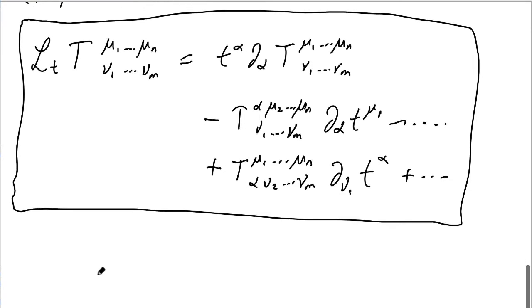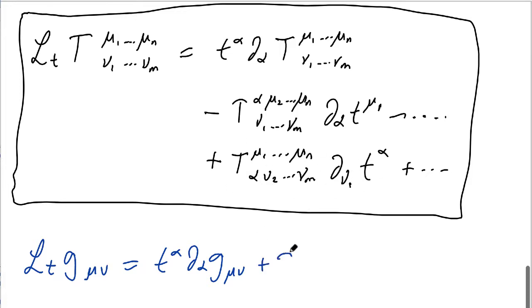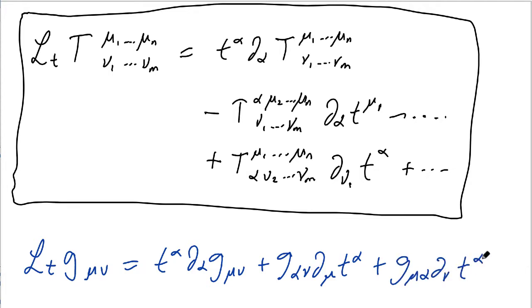As an example, let's write down the Lie derivative of the metric. So the mu nu th component of the Lie derivative of the metric is t alpha partial alpha g mu nu, that's this term, and then we have two of these terms, one for each of the lower indices. So we have plus g alpha nu partial mu t alpha plus g mu alpha partial nu t alpha.